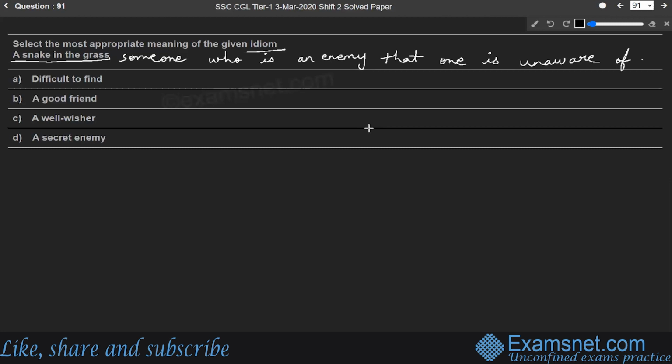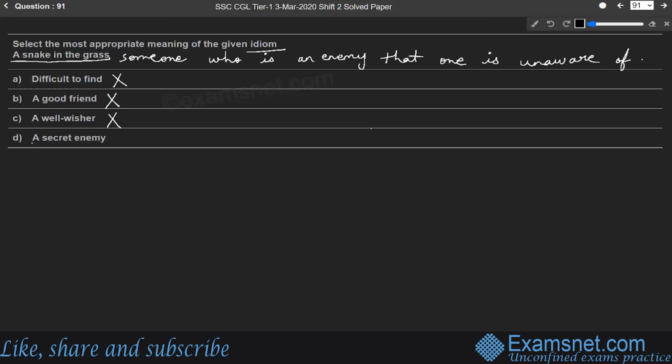Basically, it means that a particular person is unaware about his or her enemy. So let us have a look towards the options. First option is difficult to find. It has no relation with enemy, so it is wrong. A good friend is opposite to enemy, so it is also wrong. A well-wisher is also not relatable here, so it is also wrong.